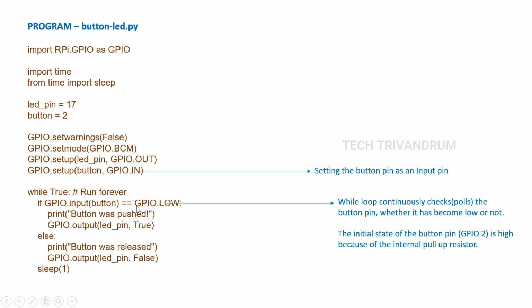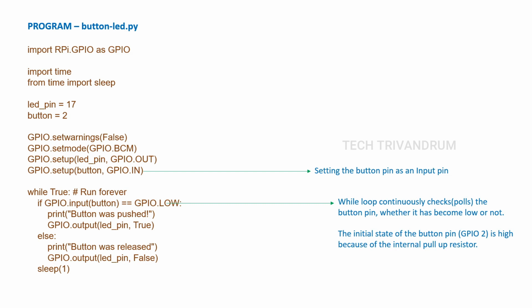And if this condition is not satisfied, it will come to the else part, and here the LED will always be off. And two corresponding messages are also there. If we press the button and the corresponding GPIO 2 is in the low state, then it will print button was pushed. If not, it will print button was released. And all of this will continuously happen in a while loop as long as the while condition is true. And a 1 second sleep delay function is also given in between.